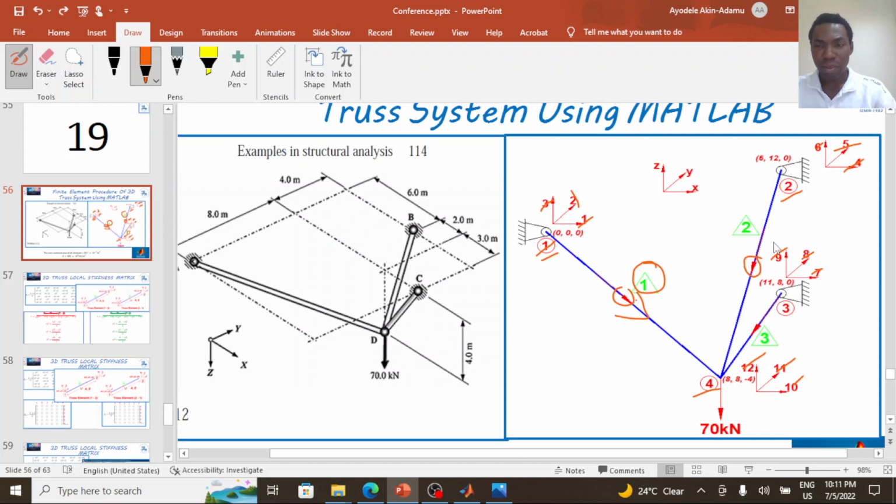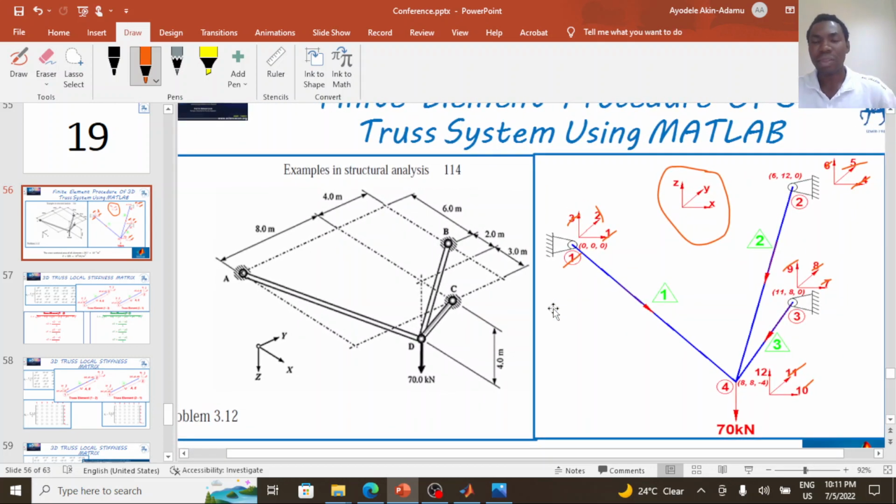So once we have done this, we also need to define our coordinate system. In this problem, I'm using this coordinate system. My positive x direction is pointing to the right. My y direction is in this direction, while my z direction is upward. And for this problem, I'm taking my node 1 as my 0, 0 coordinate. You can put your 0, 0 coordinate at any point, but it is advisable you put it at a point that is convenient for you to determine other node points.